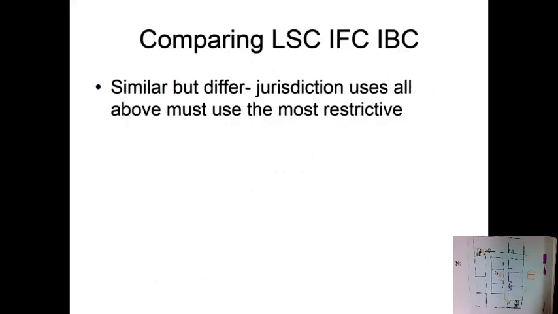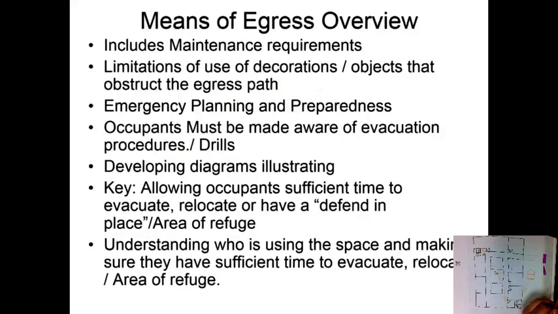So when comparing the Life Safety Code and the International Code, building codes, they're similar but different, and jurisdiction uses all of the above, but most of the time you have to look at what is the most restrictive. If there's a doubt and you think two things could occur, you always have to use the most restrictive.